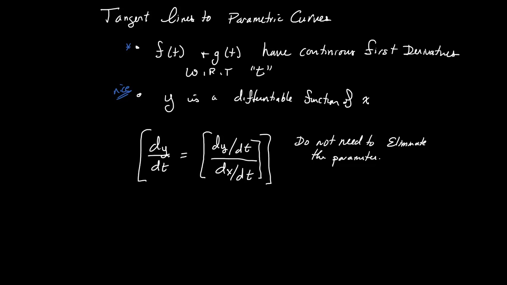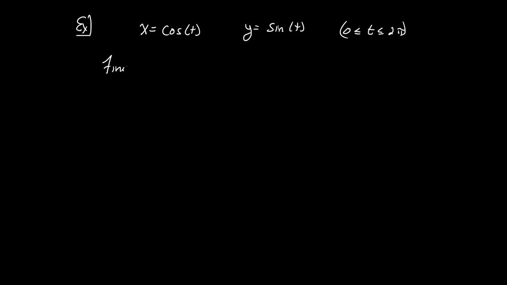So let's look at an example, one that works out relatively nicely. Let's say we have x equals cosine of t and y equals sine of t, bound between 0 and 2 pi, as we noticed earlier. And let's say we want to find the slope of the tangent line when t equals pi over 6.